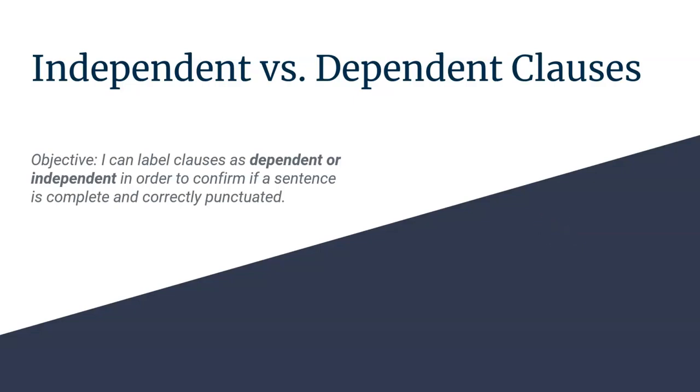Hi students, today we are talking about independent and dependent clauses. These are really critical to the next lesson where we talk about sentence fragments and run-ons. You have to be able to identify clauses as either dependent or independent to decide if a sentence is complete and correctly punctuated. So hopefully you have your note sheet. Go ahead and get it out if you don't, and let's learn about these clauses.